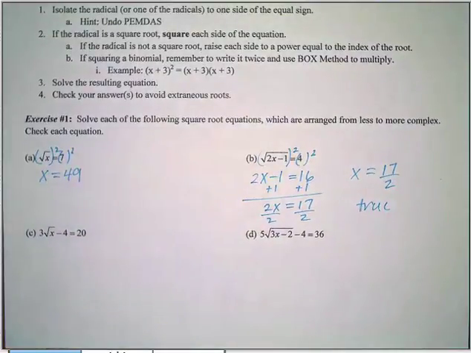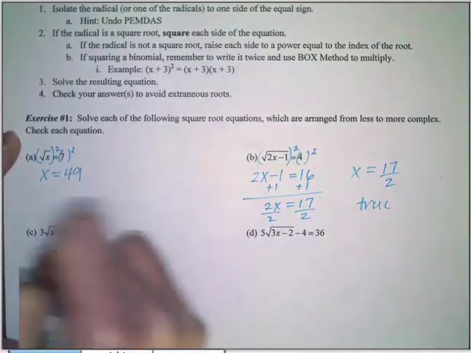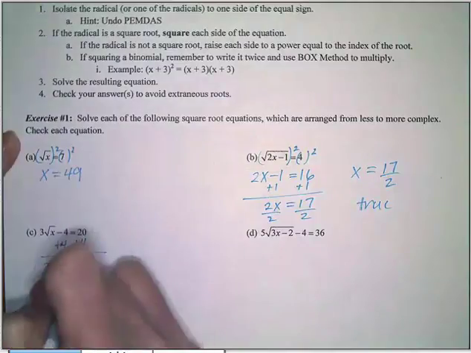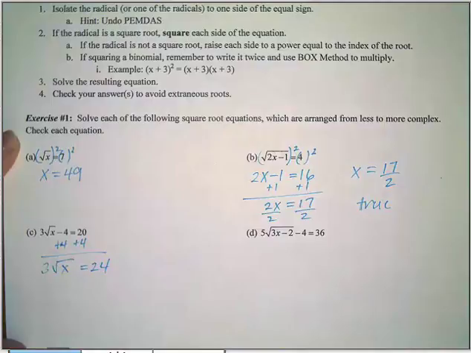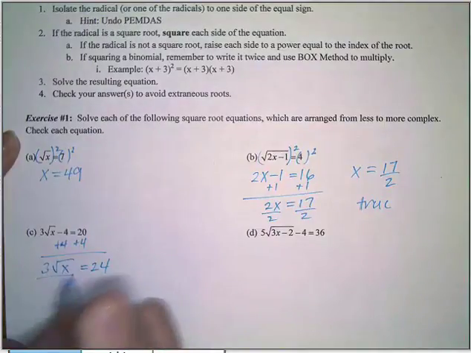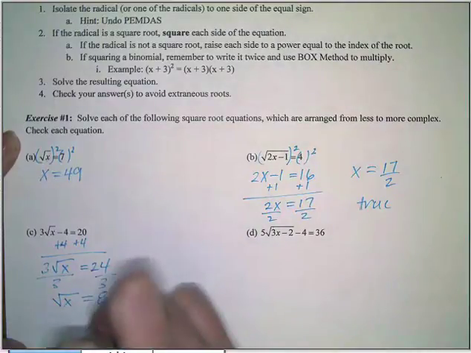In letter C, I have the first of the more complex ones. I have to isolate the radical. So the radical is not alone on the side. So how do I get it alone? Well, first I have to undo minus 4. So plus 4. So 3 radical x equals 24. Then I have to undo the 3 times the radical, so I divide by 3. So the square root of x equals 8.